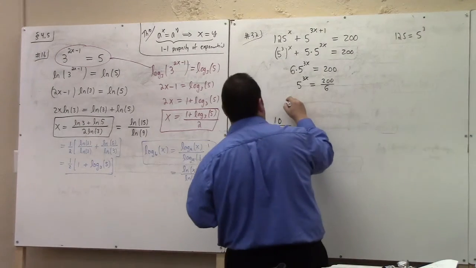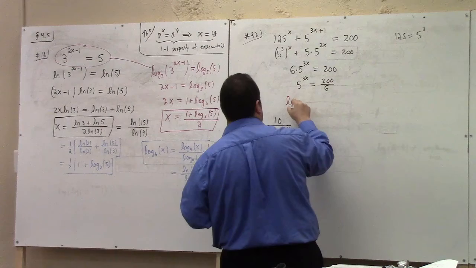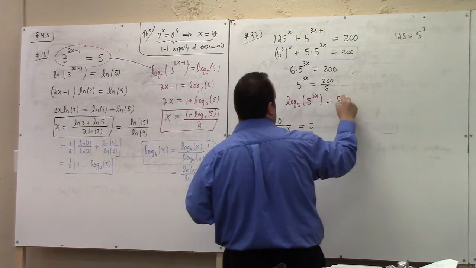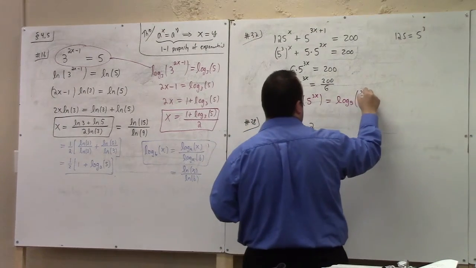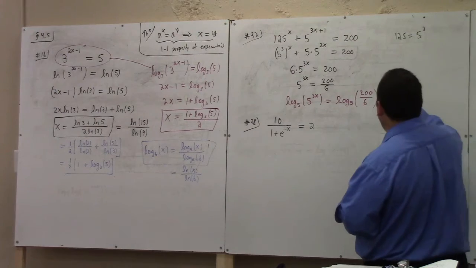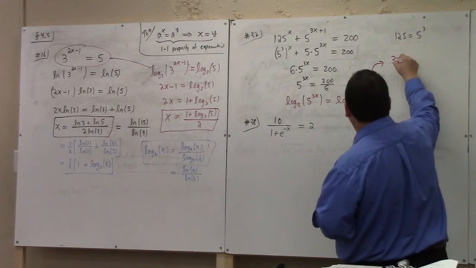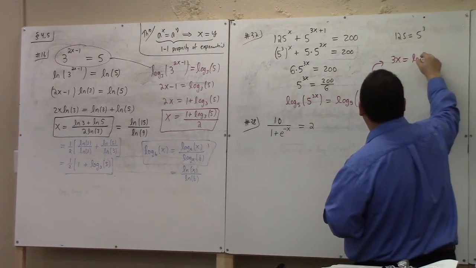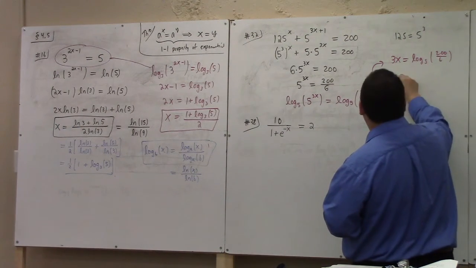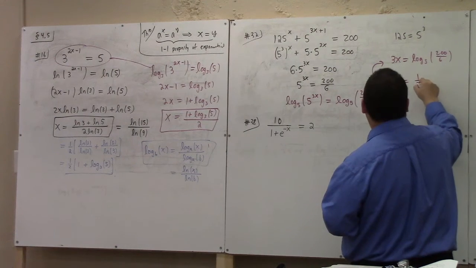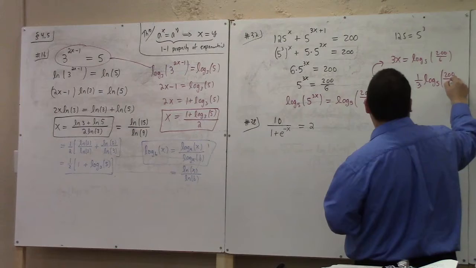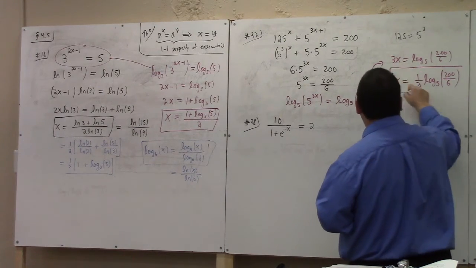So log base 5 of 5 to the 3x equals log base 5 of 200 over 6. So that tells me that 3x is equal to log base 5 of 200 over 6, which tells me x is equal to 1/3 log base 5 of 200 over 6. And there you go.